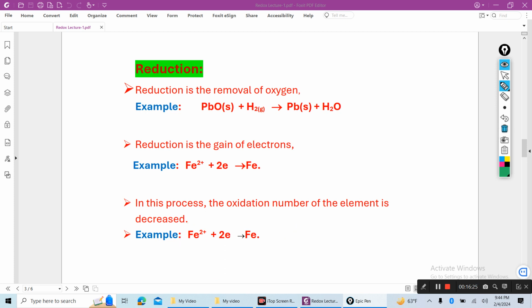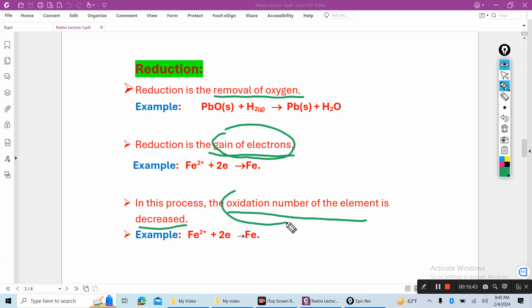Now reduction means removal of oxygen, or gain of electrons, or oxidation number decrease. Removal of oxygen, loss of oxygen, or gain of electrons, or oxidation number decrease. These three processes are known as reduction.